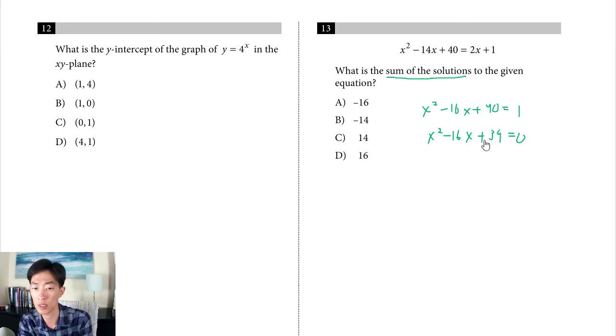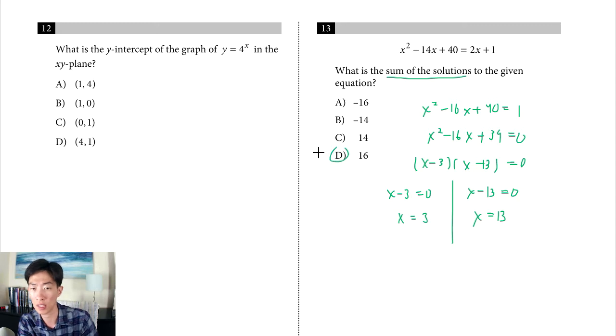Now, obviously, it's in a much easier form to factor. So this is going to be x minus 3 times x minus 13 equals 0. And your two solutions are going to be either x minus 3 equals 0 to make the whole thing 0, or x minus 13 equals 0. So x is either going to be 3 or x is going to be 13. Add those up, you get 16, and that's the answer. So really this is just, can you factor a quadratic equation? But first you have to get it into a nicer form.